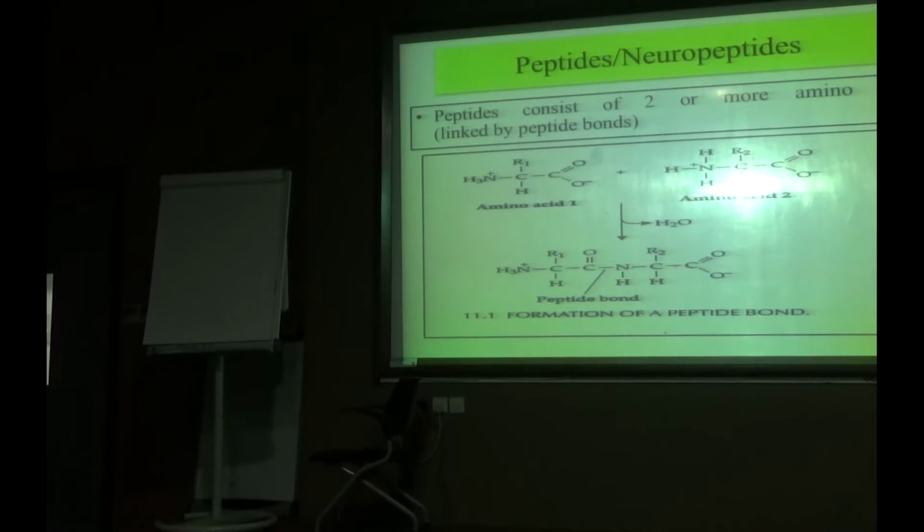Now I am taking you back to your previous knowledge. This is one amino acid, and this is another amino acid. And these amino acids join together by a peptide bond. But which type of peptide is this? Is it a monopeptide, a dipeptide, a tripeptide?